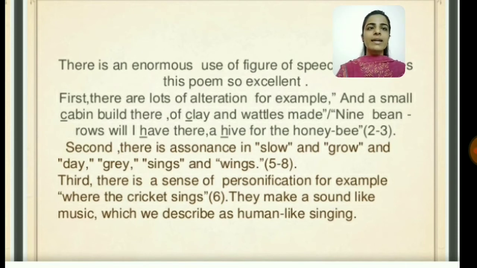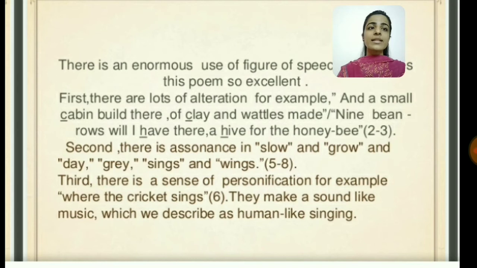The second, there is assonance in "slow" and "grow," and "day," "grey," "sings," "wings," right? So these are also our rhyming words, and also assonance.